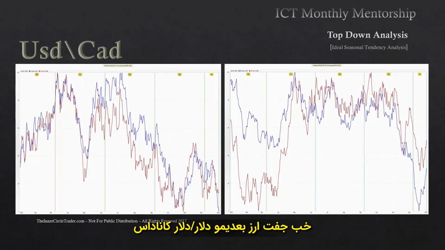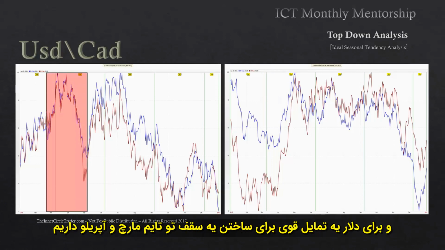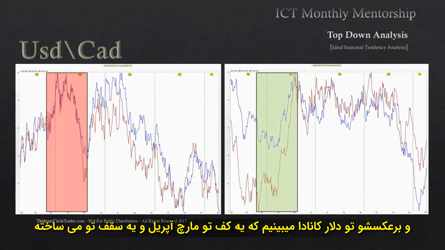Okay, our next pair is the dollar CAD, or US dollar versus Canadian dollar. On the left-hand side, we have the dollar index futures seasonal tendency. And on the right, we have the Canadian dollar futures seasonal tendency. For the dollar, we have a strong tendency to create a high again in that March-April time period, making a low in May. And we see the opposite with the Canadian dollar, making a low in March, April, and that high forming in May.